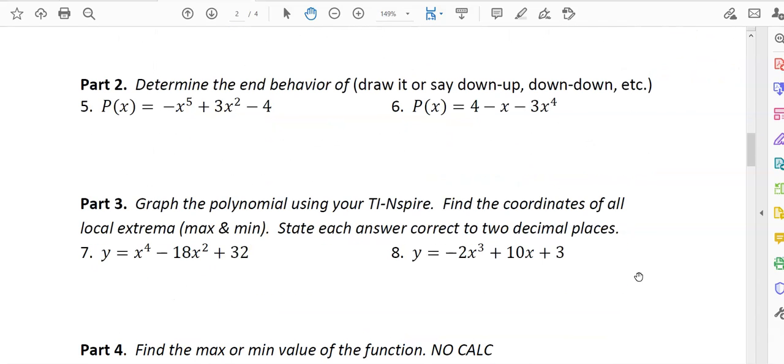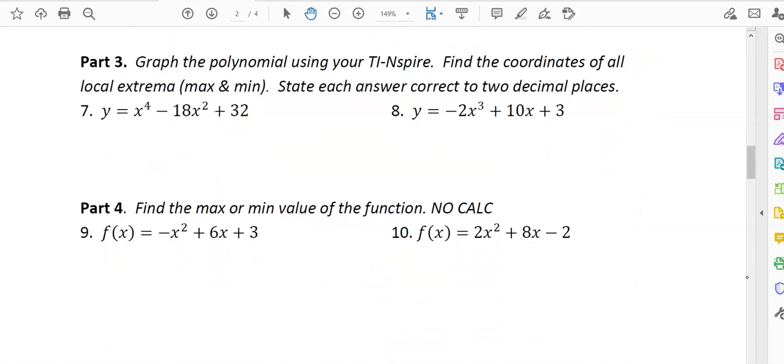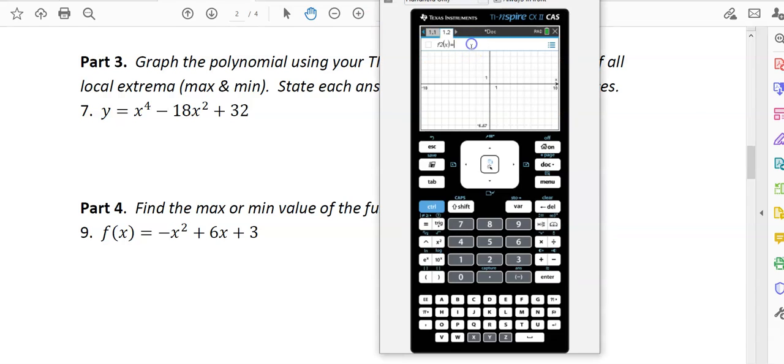Determine the end behavior. So look at the term with the largest degree. This is going to be up, down. Largest degree. This is going to be down, down. Those are quick, right? If you know what you're doing, you know the 4 cases. Graph them using your TI Inspire. So x to the 4th minus 18x squared plus 32.